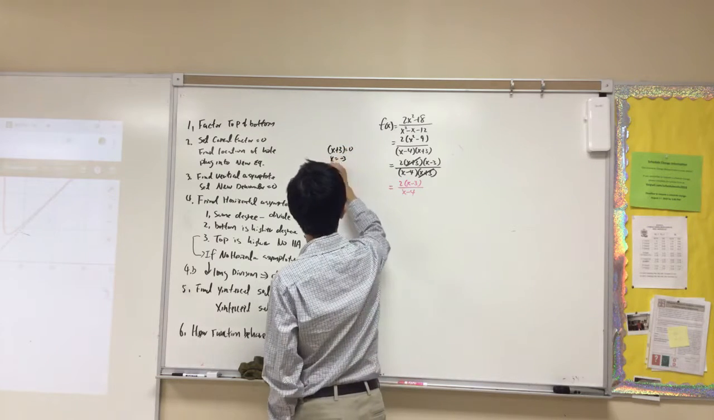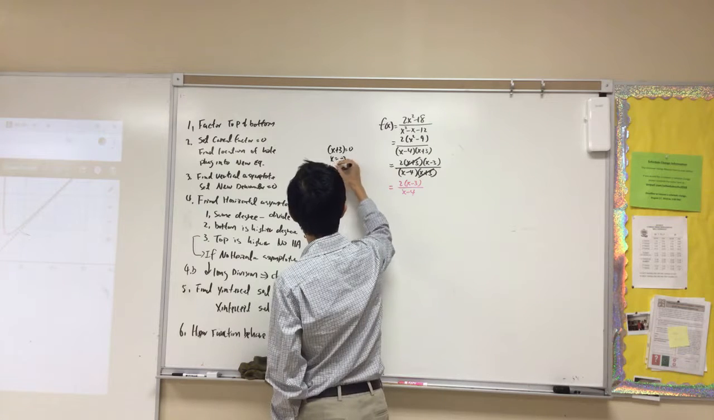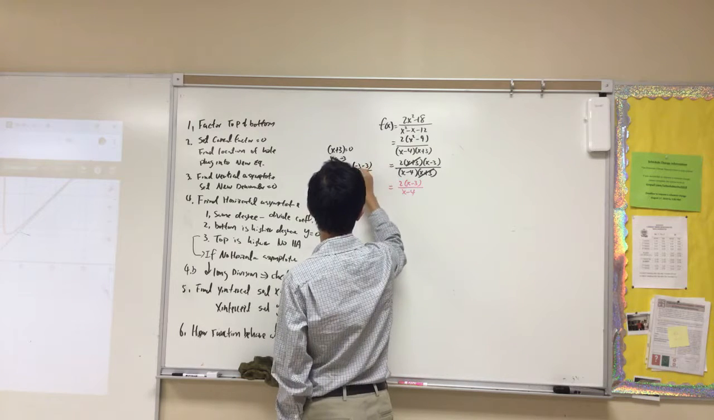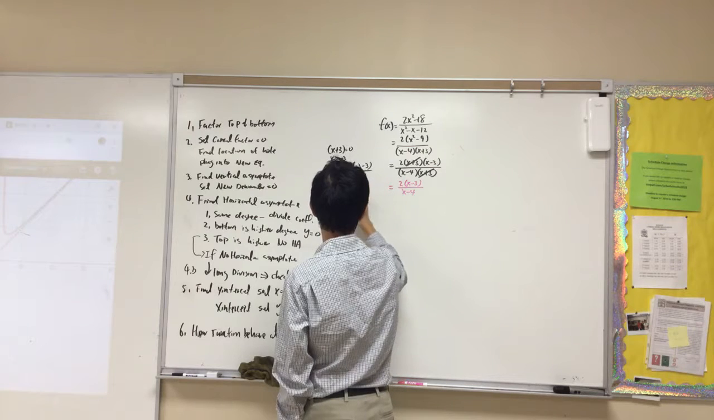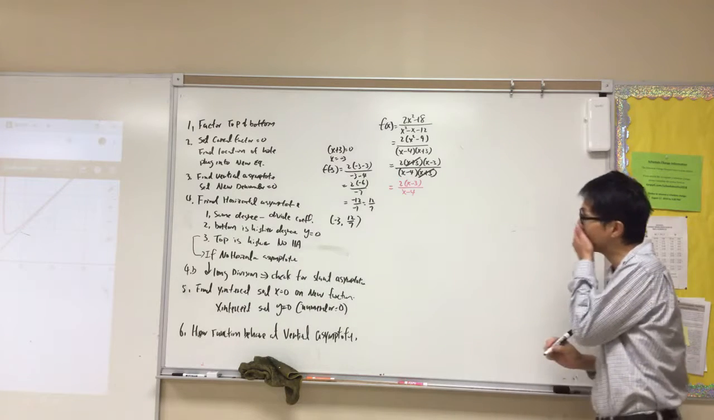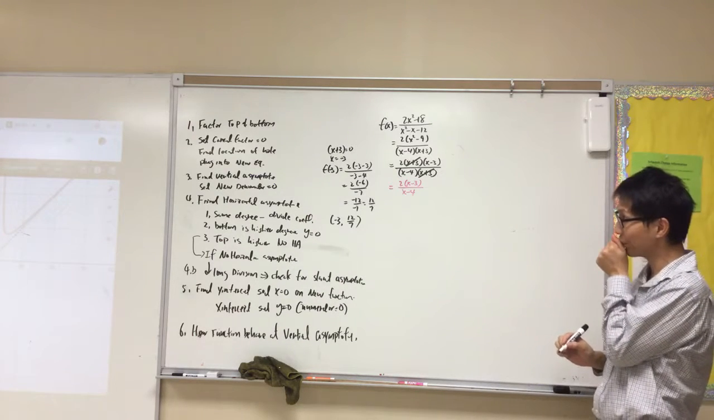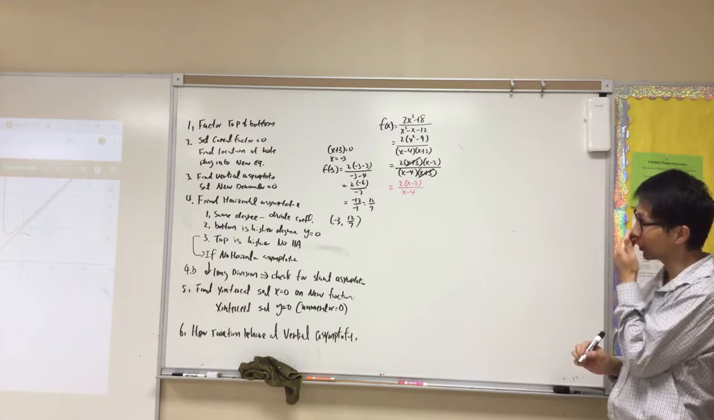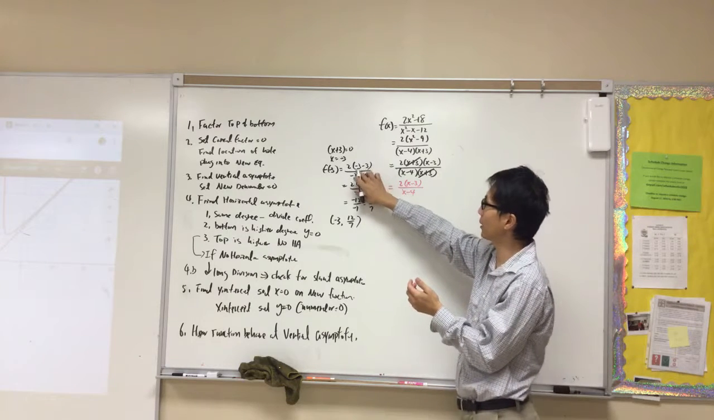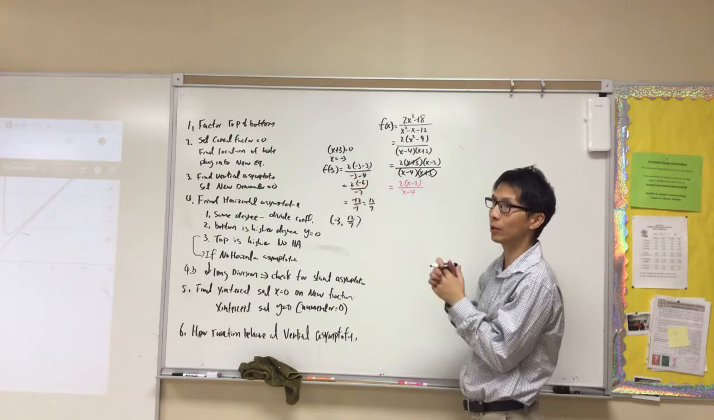So I'm going to plug in f of negative 3 into the new function. It's equal to 2 times negative 3 minus 3 over negative 3 minus 4. That's 2 times negative 6 over negative 7, which is negative 12 over negative 7, equal to 12 over 7. So the hole is at 12 over 7.